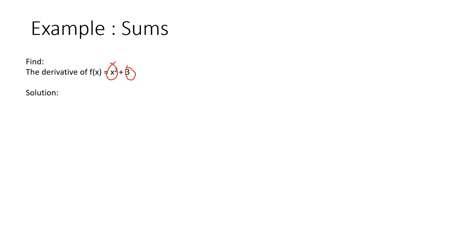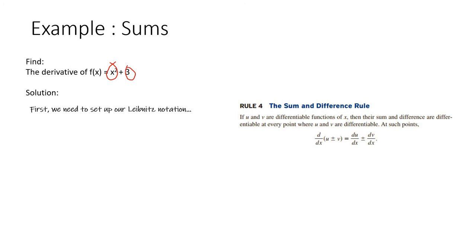So, first thing we need to do is set up our Leibniz notation. Now, because we have two terms added together, we're going to use a derivative rule called the sum and difference rule, which is right over here. It basically says that if you have two terms that are added together, like x squared and 3, for example, you can simply take the derivative of both of those expressions individually.